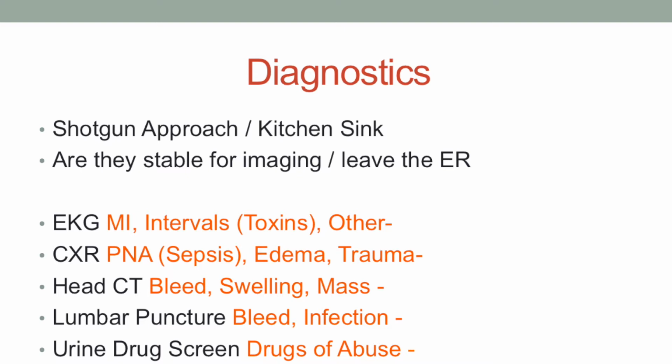Lumbar punctures, this kind of comes down the line if this is someone who we're suspecting is a possible subarachnoid hemorrhage. If the CAT scan is done within the first 6 hours, you can typically pick up a bleed, but after that time period you may need to add a lumbar puncture looking for some sort of microscopic blood in the lumbar puncture, meningitis, urine drug screen, drugs of abuse, or even just a urinalysis looking for infection.